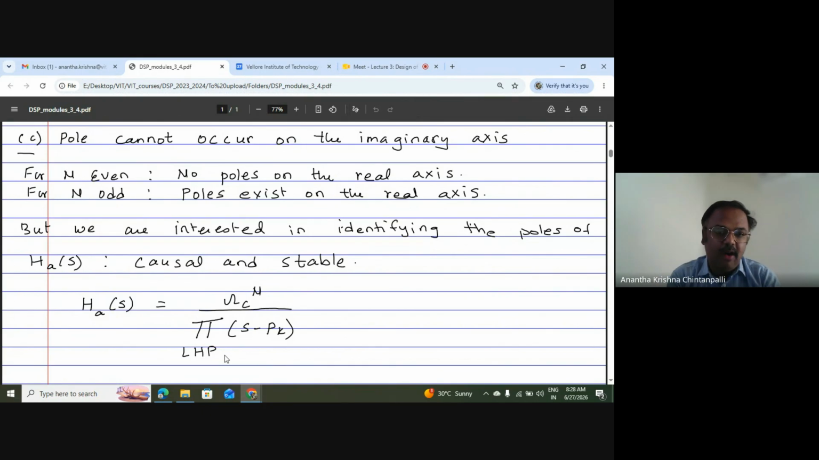So H a of s should be omega c to the power of n over the product of s minus p k, where I take all the poles on the left hand side of the s plane. Omega c to the power of n is a normalizing factor such that we always get the value 1 at omega equal to 0 for all values of n, as well as at the cutoff frequency.